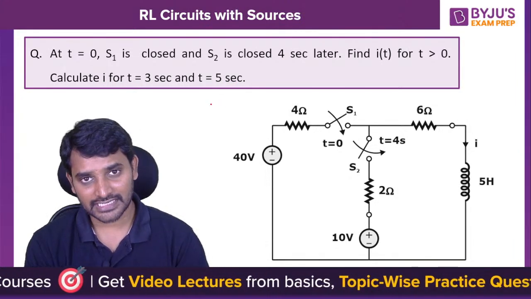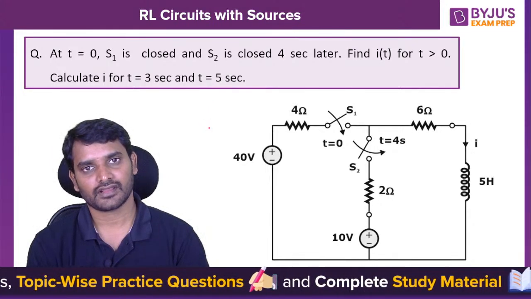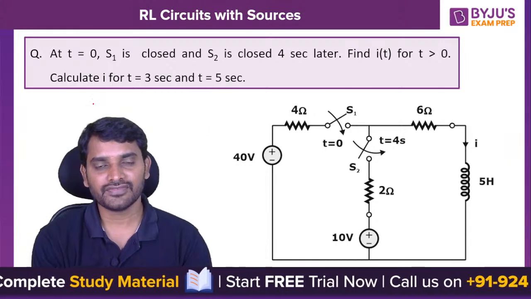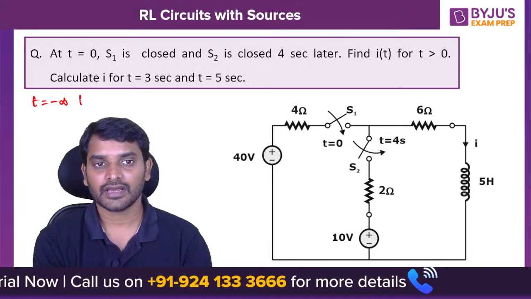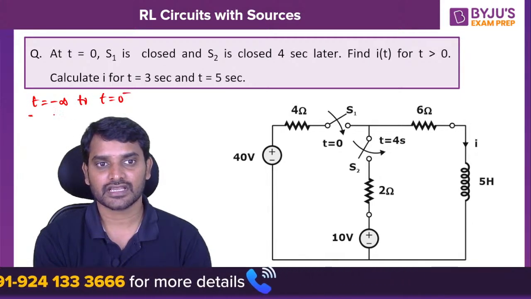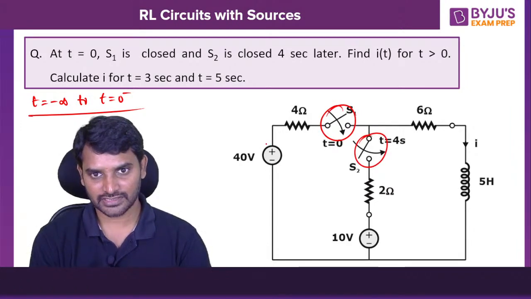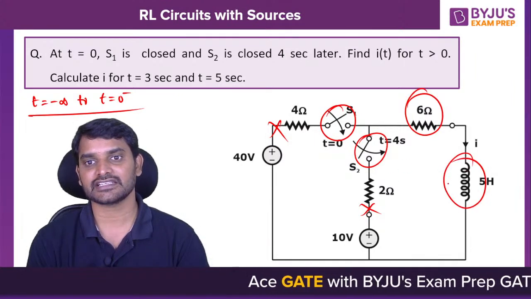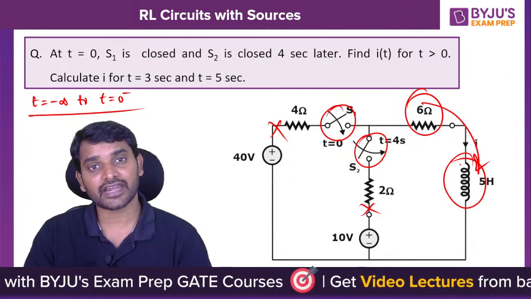First of all, let us develop the equation for i of t. Now, before closing the switch, from minus infinity to 0 minus, this switch is open, and this switch is also open. That means this source is not connected, and this source is not connected. Only this resistor and inductor are available, and with respect to them, no source is connected.